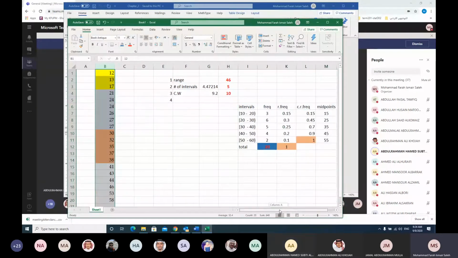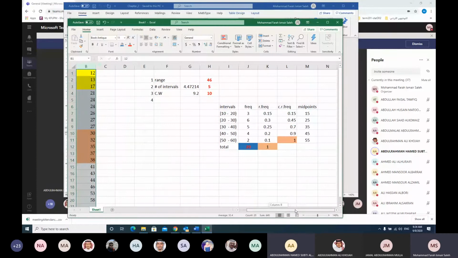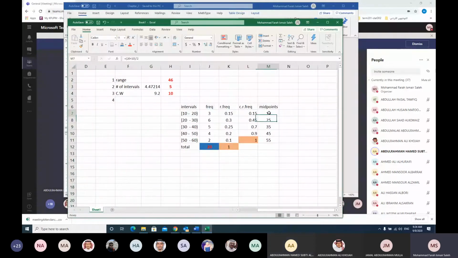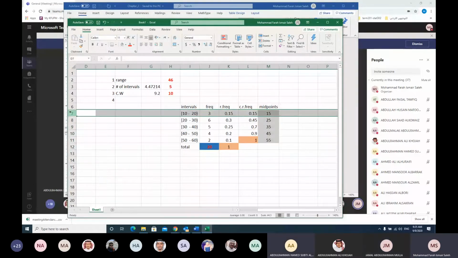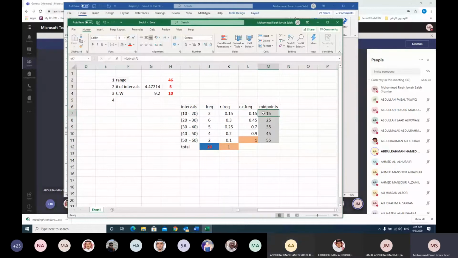No. I removed it like this, right? Yes. Now these values are very important. They give us information about the approximate temperature in each day. How many days do we have in the first class? 3 days.